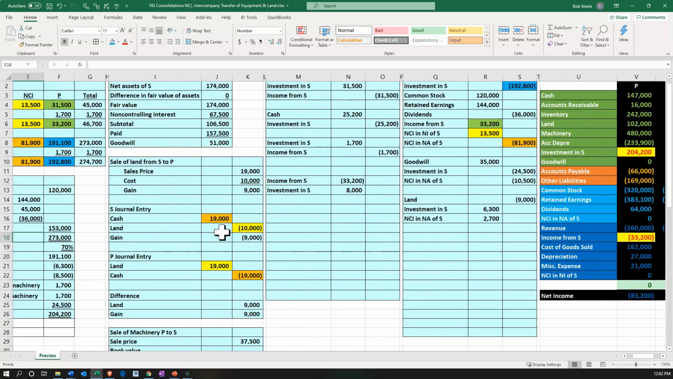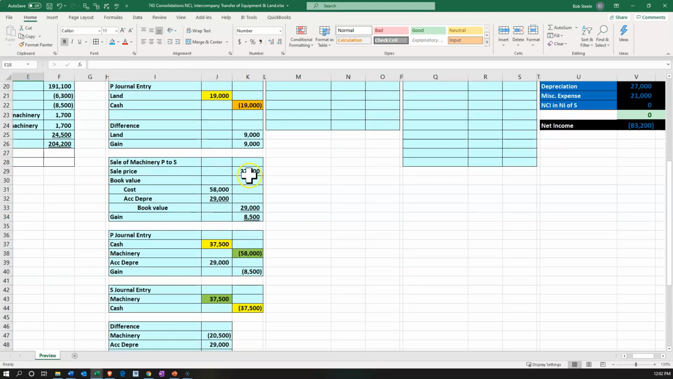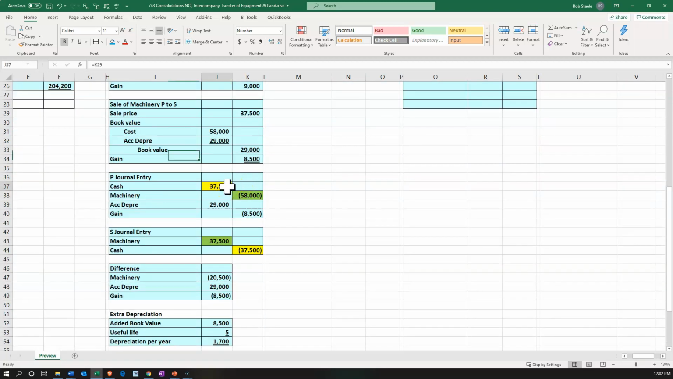There was a sale of machinery that happened last year, and P made the sale for $37,000, so they recorded cash went up, and then the machinery went off the books, and then they had to take the accumulated depreciation off the books related to the machinery, and the difference was a gain of $8,500. Then S bought the machinery for $37,500, and they paid cash for $37,500. So then the cash will net out like so. The machinery then is going to net out, leaving us with the $20,500.